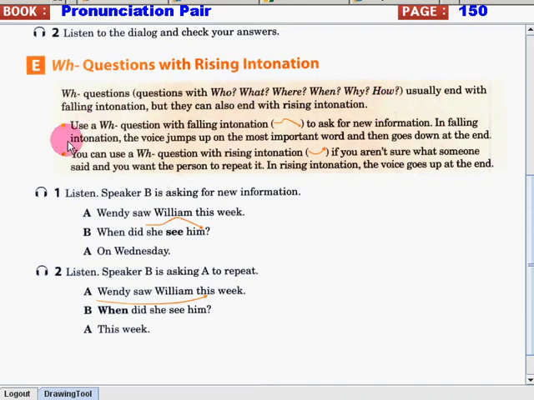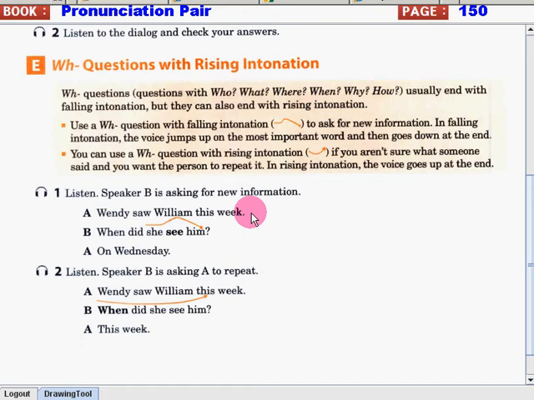The first rule is use a WH question with falling intonation to ask for new information. In falling intonation, the voice jumps up on the most important word and then goes down at the end. For example, let's take a look at number 1. Listen. Speaker B is asking for new information.